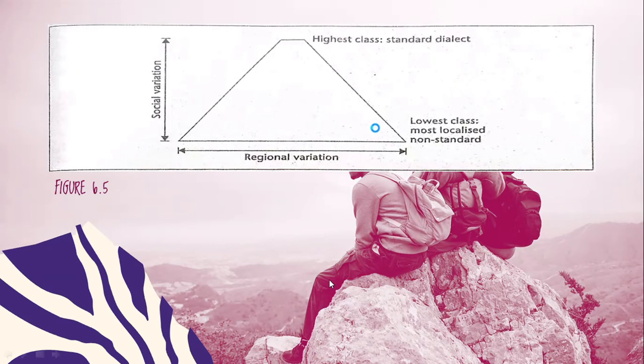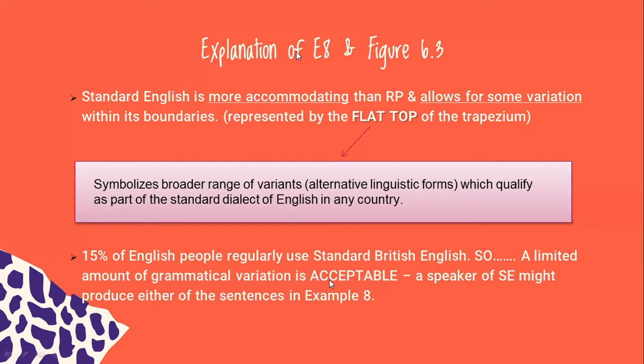There's quite a broad range. Look at the flat top of the trapezium. Standard English is more accommodating than RP, and it allows for some variation within its boundaries, and this is represented by the flat top of the trapezium. That's why the trapezium has quite a small range at the flat top. So the flat top symbolizes a broader range of variants, meaning alternative linguistic forms which qualify as part of the standard dialect of English in any country. 15% of English people regularly use standard British English. That's the reason why a limited amount of grammatical variation is acceptable. So a speaker of standard English might produce either of the sentences in example 8.